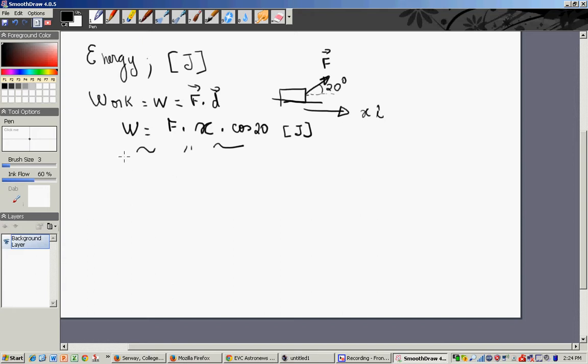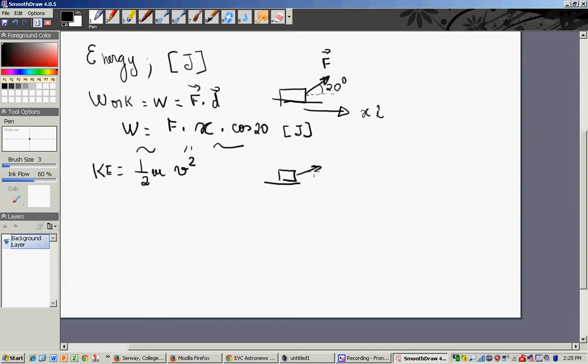And the unit of this is joule. Okay. So we also learn about kinetic energy. Kinetic energy, simply stating, is half mass of the object times velocity squared.